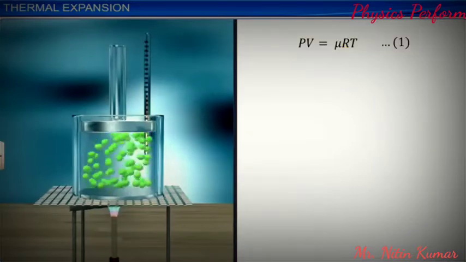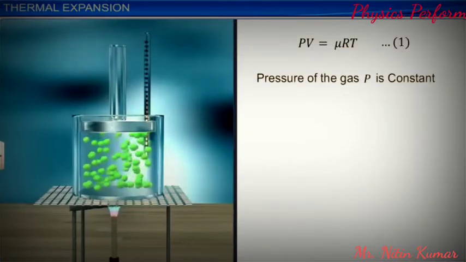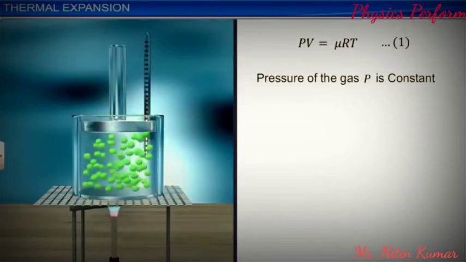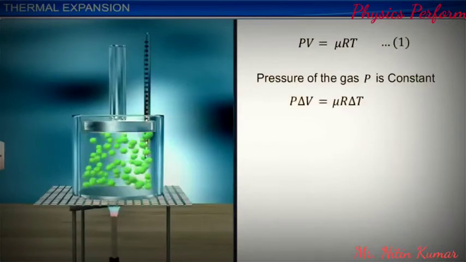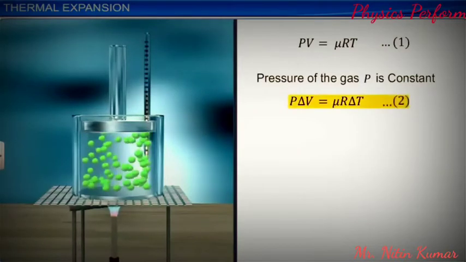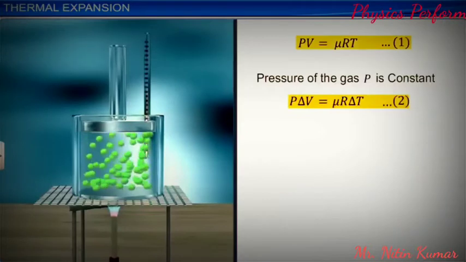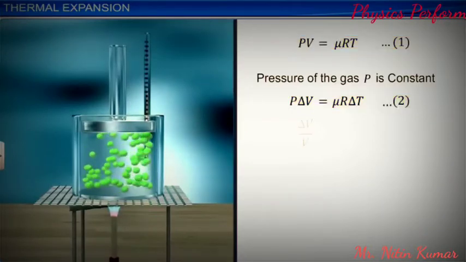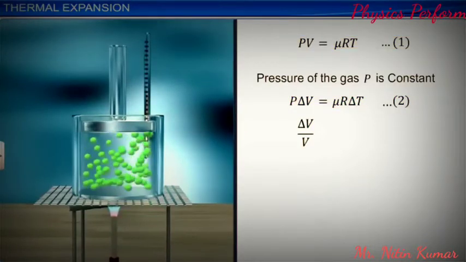If the pressure of the gas is constant, on differentiating equation 1, we get P delta V equals mu R delta T. Let this be equation 2. On dividing equation 2 by equation 1, we get delta V by V is equal to delta T by T.